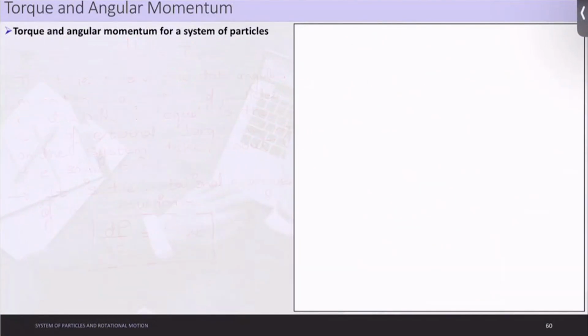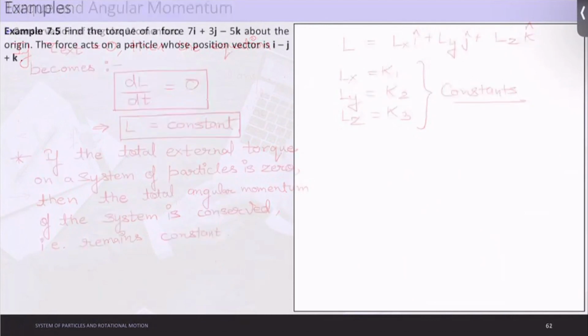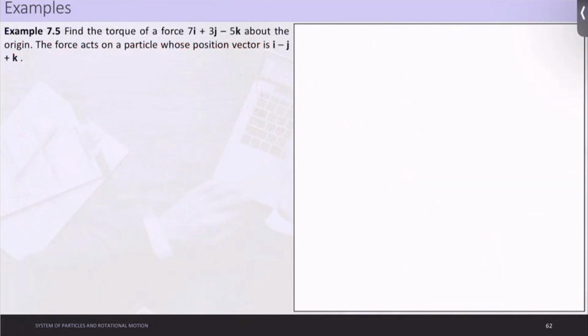Now let us understand the first practice question, that is finding the torque. Okay. So here, find the torque of the force. What is the force given? The force is equal to 7 i cap plus 3 j cap minus 5 k cap, right? About the origin, the force acts on a particle whose position vector is given. So basically, R is given to you as i cap minus j cap plus k cap. Fine. So now let us try to find the torque. So how to find the torque value?